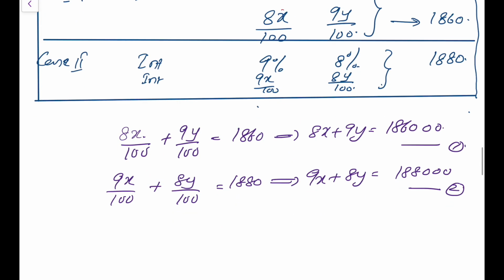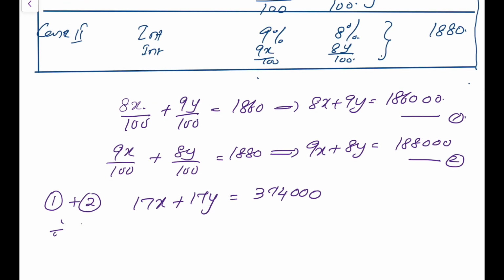Now here also, if you see, the coefficients of x and y are interchanged. So you will use the addition of the two and the subtraction of the two equations and then solve those equations. So here 1 plus 2, if you add, you will get 17x plus 17y equal to 374000. Now divide throughout by 17, you will get x plus y equal to 22,000.